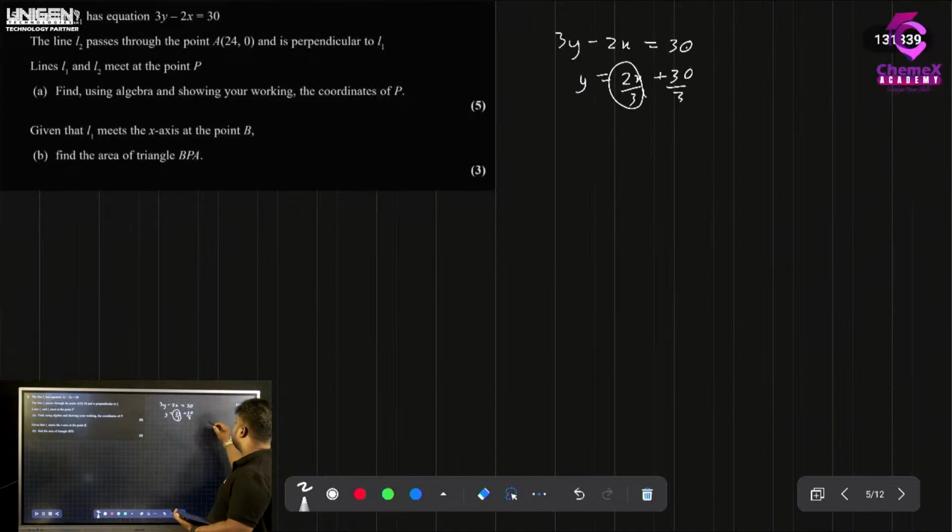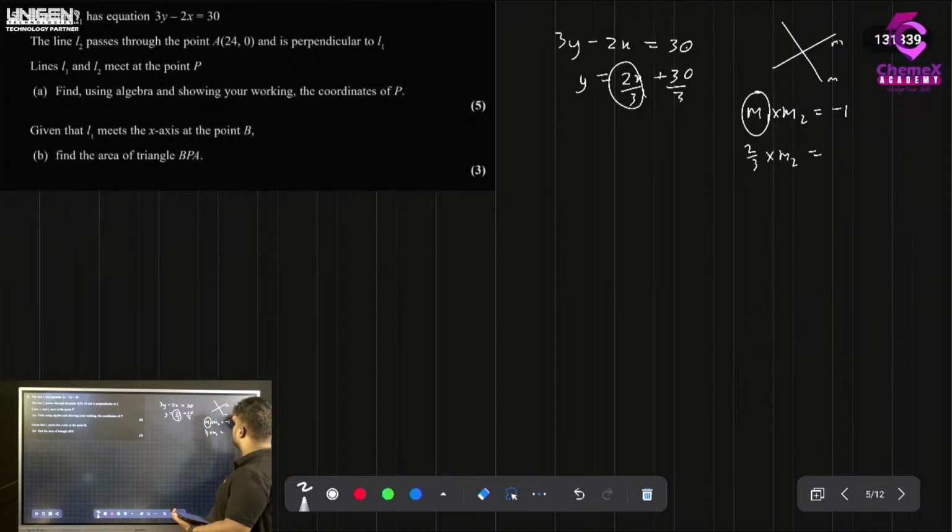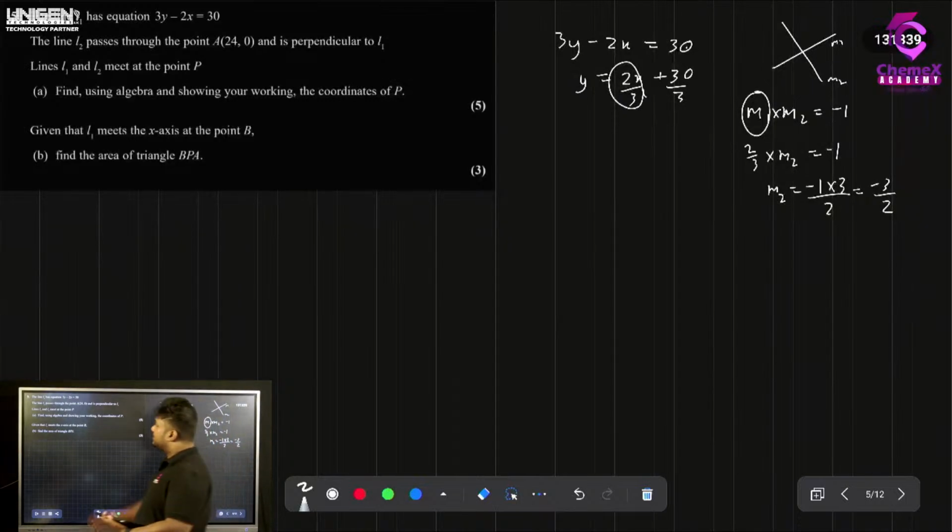So if it is perpendicular, what is the relationship? Do you know this? m1 times m2 equals -1. So one of the gradients is known. That's going to be 2 over 3 times m2. So if there are two perpendicular lines, this is m1, m2. When you multiply the two gradients, they're going to be equal to -1. So I'm finding the perpendicular gradient. -1 times 3 divided by 2, which is -3 over 2.